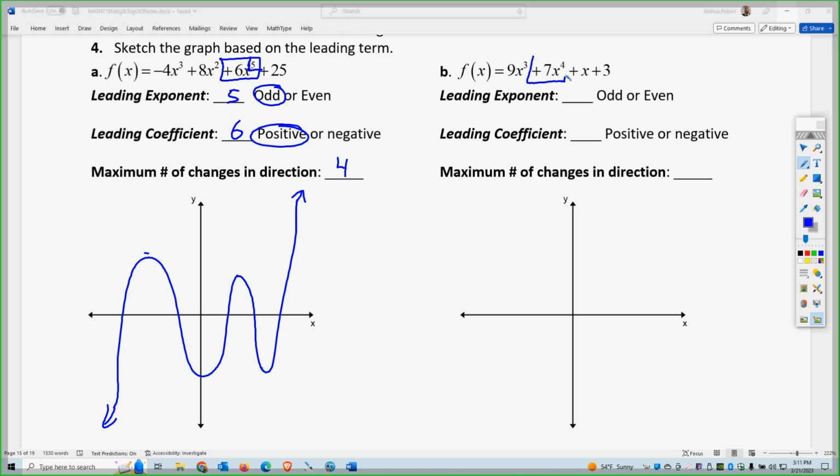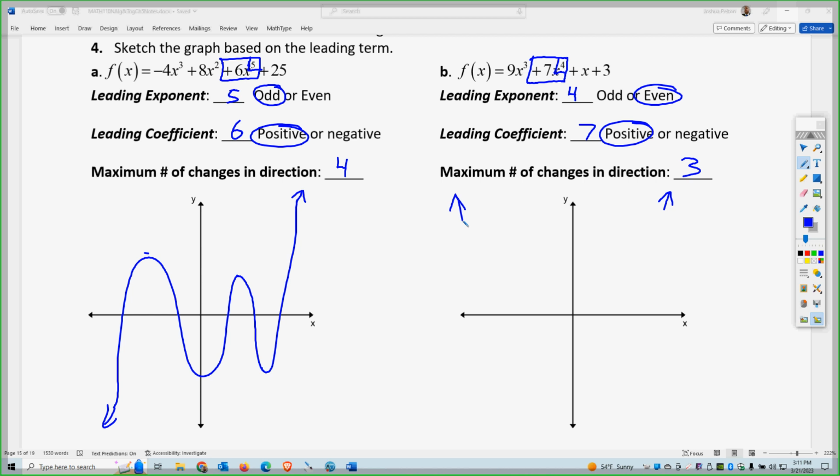This is a leading term. Okay. So the leading exponent is 4, which is even. The leading coefficient is 7, which is positive. So the number of changes in direction is 3 when I do 4 minus 1. Okay, since it's even, the outcomes are the same. The positive direction is positive and the negative direction is positive.